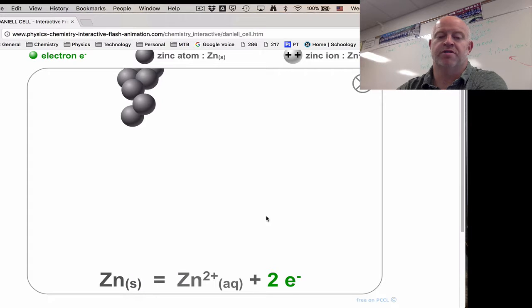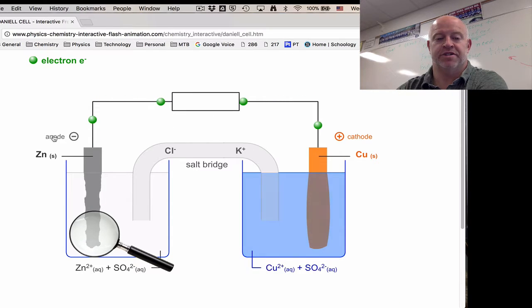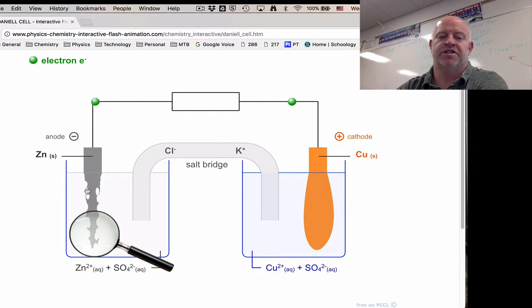Zinc is losing electrons, so this is our oxidation side of our reaction. So at the anode we have oxidation. That's something you probably want to write down: the anode is where oxidation occurs. So it is losing electrons here because they're being lost and they're coming down the wire.